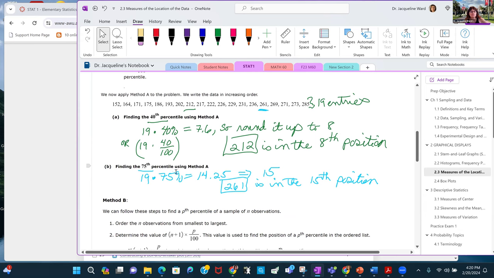Okay, and here's the 75th percentile. So you take 75% of 19, you get 14.25. So 15 is the next integer rounded up. So you're looking at what number is in the 15th position. Okay, so 75% of these numbers are to the left, right? And that's why we're using that number N, because you want a certain percentage of them to the left.